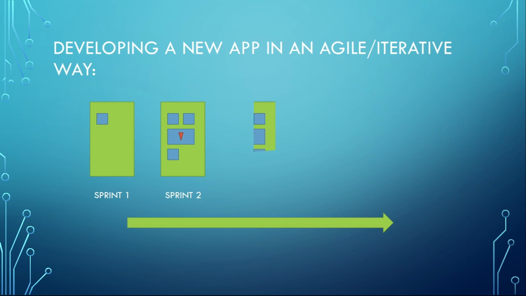In the third sprint, we improve the design based on customer feedback and add even more functionality. This way, the product gets better with each sprint while maintaining relevance to the customer base. It really is a win-win, isn't it?